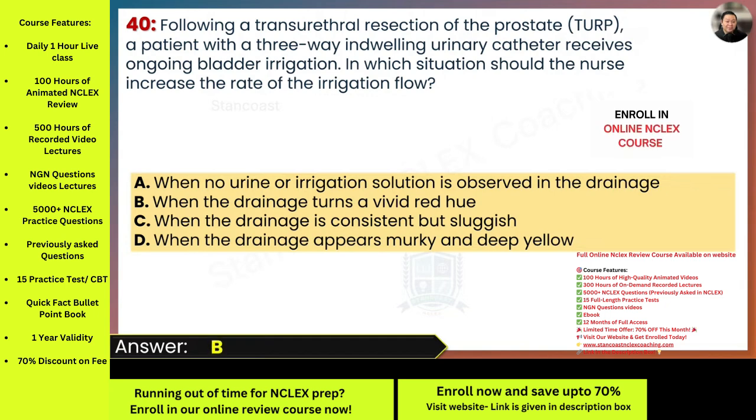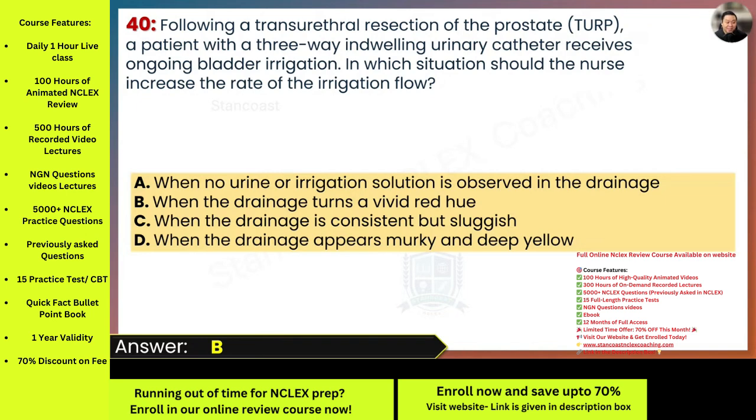It's because after the TURP, a three-way indwelling catheter is used to provide continuous bladder irrigation to help flush the bladder and also to prevent clot formation. And if the drainage turns bright red, this could indicate fresh bleeding. And so the nurse should increase the irrigation to help flush the blood effectively, and this will prevent clots from forming in the catheter, which could lead to obstruction.